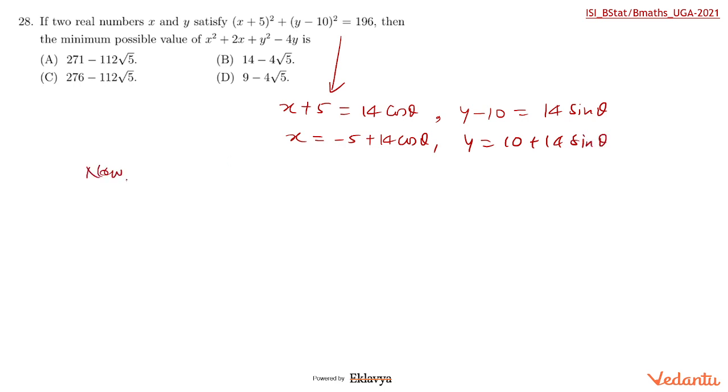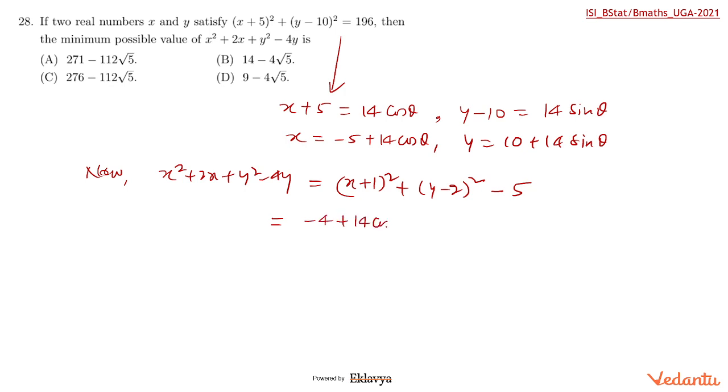Now coming to the expression whose minimum value is required, x square plus 2x plus y square minus 4y. Completing the square is always useful to make perfect squares. So (y minus 2) whole square, and what is added actually, the constant, is -5. Plus 5 minus 5. And as x is -5 plus 14 cos theta, x plus 1 would be (-4 plus 14 cos theta) whole square. This is -2, so (8 plus 14 sin theta) whole square. So we have to find the minimum possible value of it.